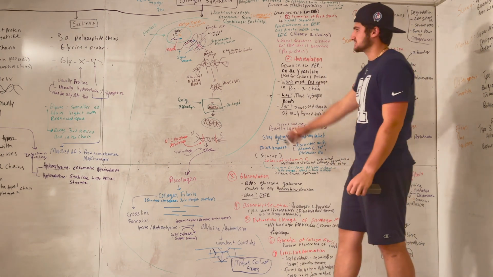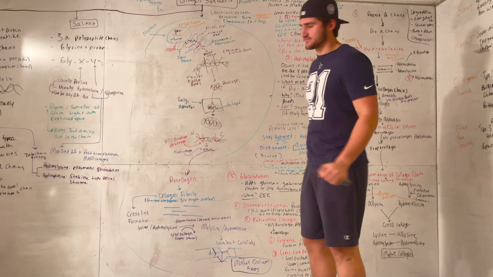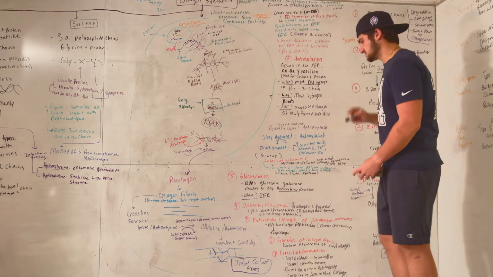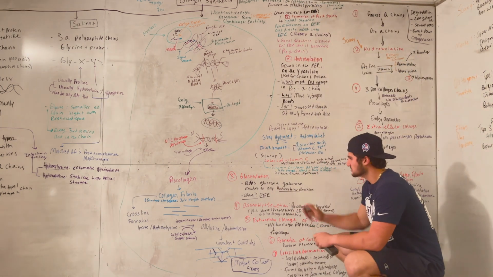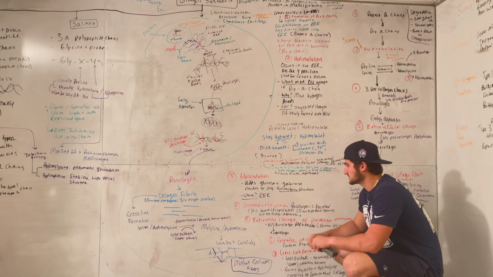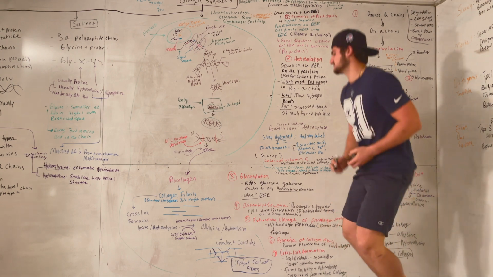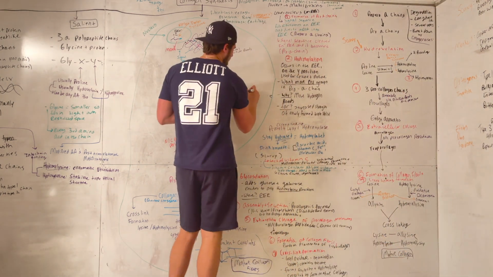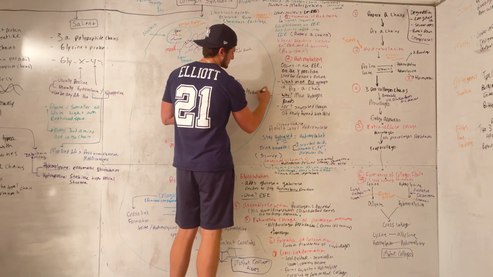Okay, the next step is called glycosylation. It's also going to be in the rough ER. Glycosylation, what does it do? It adds a glucose or a galactose monomer, right? Okay, and what is it added to? It adds it to hydroxylysine only. So it only adds it to hydroxylysine.